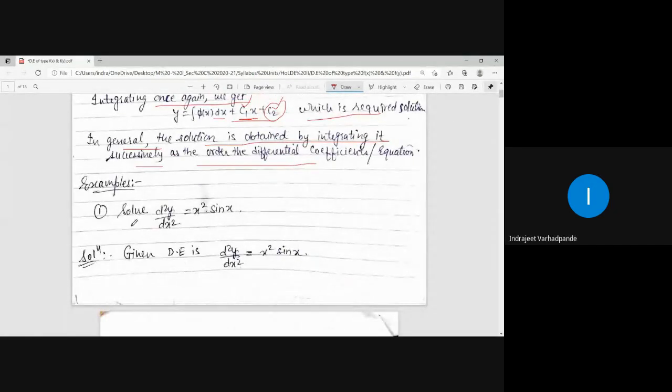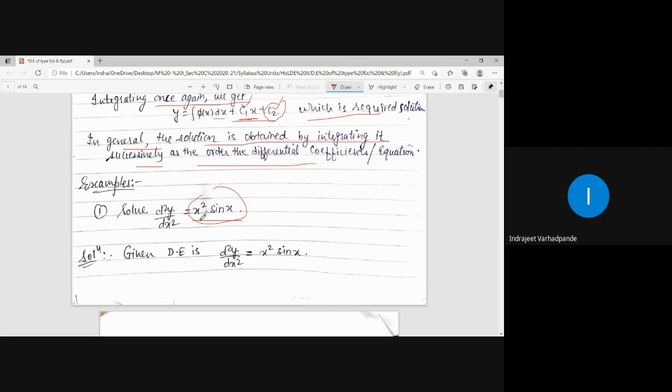Now, first one: solve d2y by dx square is equal to x square sine x. The differential coefficient present is d2y by dx square. Y is the dependent variable, x is the independent variable, right? So the RHS is a function of the independent variable. That means I identify it in the form d2y by dx square is equal to f of x. How to simplify? The order of the differential equation is 2, so I will integrate it twice and get the answer.